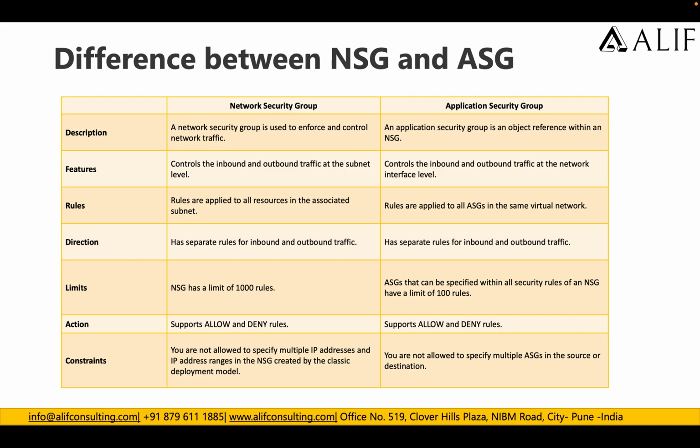A network security group is used to enforce and control the traffic, and an application security group is an object reference within the NSG. Both of them have their own features. The NSG rules can be applied to an associated subnet, and the application security group can be applied to all network security groups within the same virtual network. They both have separate rules for inbound and outbound.